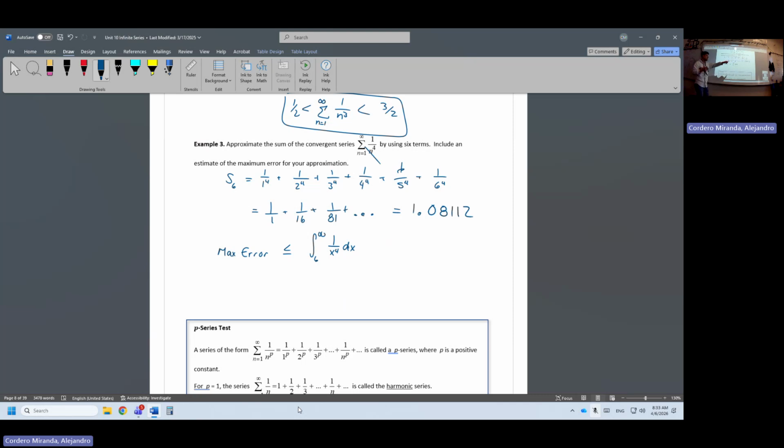Whatever I get out of this integral, that'll be the maximum error of that. Like, that's how far off I could possibly be. Okay, so let us calculate this real fast. The integral from 6 to infinity of 1/x⁴ dx. This is very similar to the one we just did, so let me do it real fast.